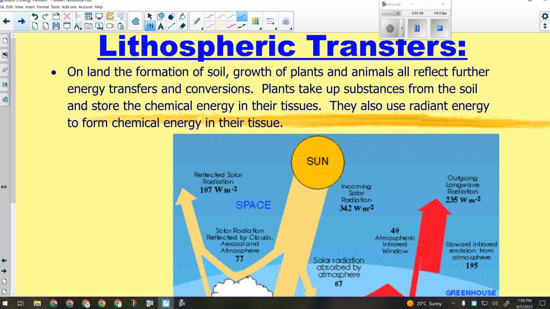Okay, and then we said the lithosphere's main job is just to provide soil. It can affect albedo, but mostly it is allowing plants to grow, and plants play the role of converting solar energy into chemical energy, okay?